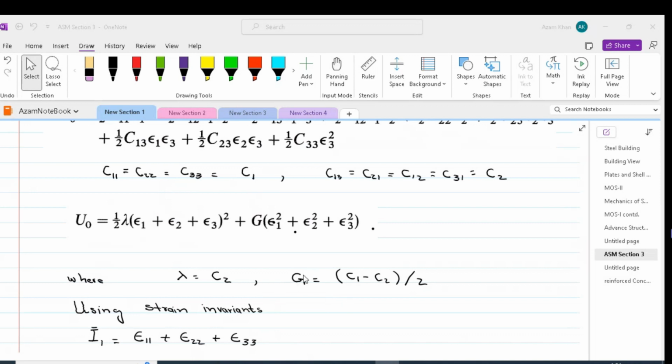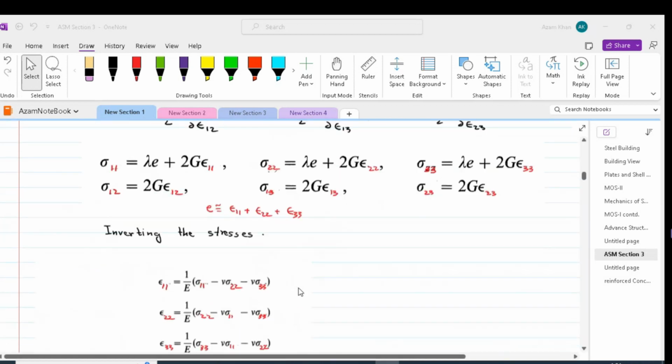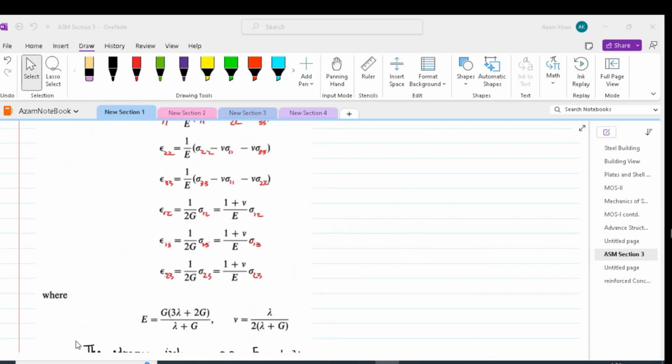So normally we have the shear formula tau is equal to G gamma, and G is called the modulus of rigidity. E in this expression is called the modulus of elasticity. Stress is equal to E times strain. So that appears in Hooke's law. And E in terms of lambda and G is written as shown over here. Nu is the Poisson ratio, and that is the ratio of lambda by 2 times small bracket lambda plus G.